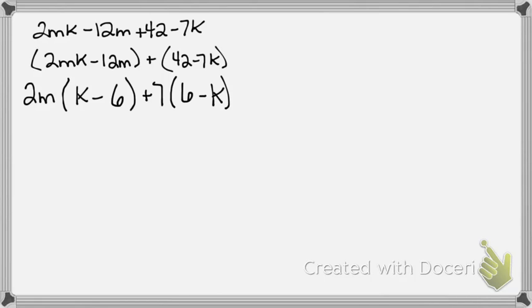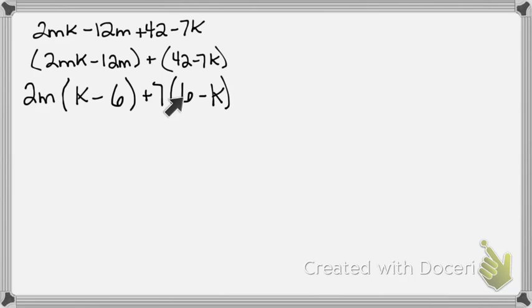Now, when it comes to, notice how I have K minus 6 right here. Okay. And over here, I have 6 minus K. Okay. We need these terms to essentially flip. We need to flip this K and this 6.